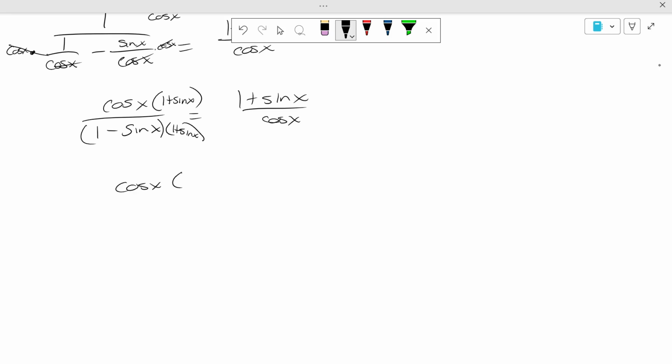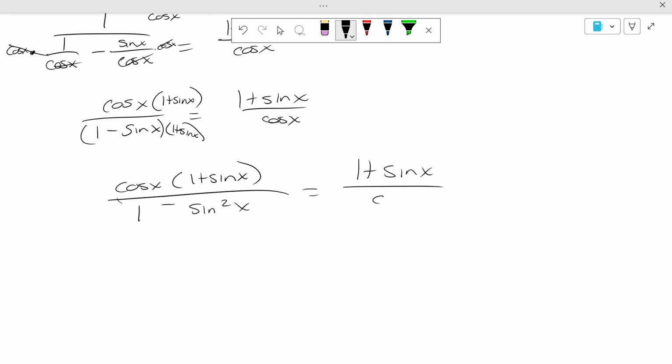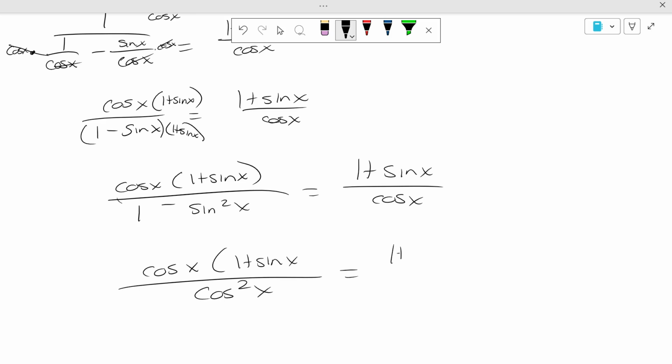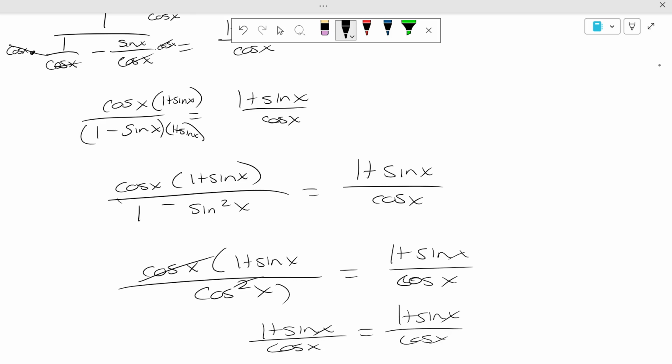So we get cosine of x times 1 plus sine of x. And notice how I'm not distributing on this one. Because this one is 1 plus sine of x, it matches this. I don't want to distribute because then I'll just have to undistribute later. Over 1. 1 times 1 is 1. Opposites, outsides: sine of x. Insides, negative sine of x. They cancel. Minus sine squared of x. What's 1 minus sine squared? Cosine squared of x. And this cosine and one of these cosines cancel, so I get 1 plus sine of x over cosine of x. Ta-da! Done.